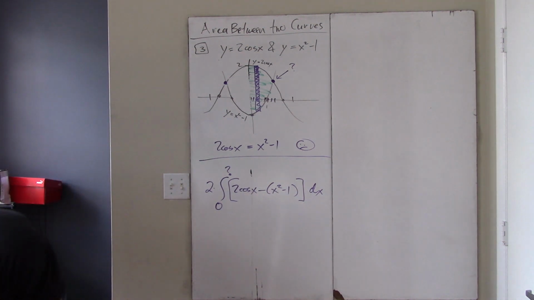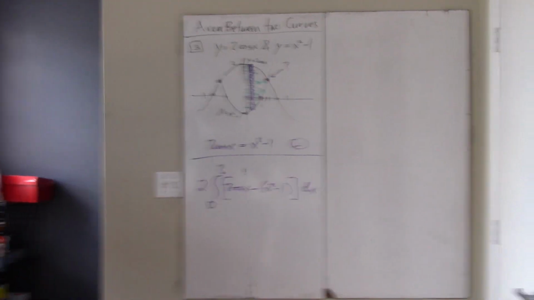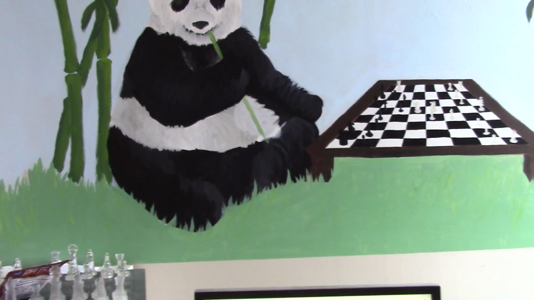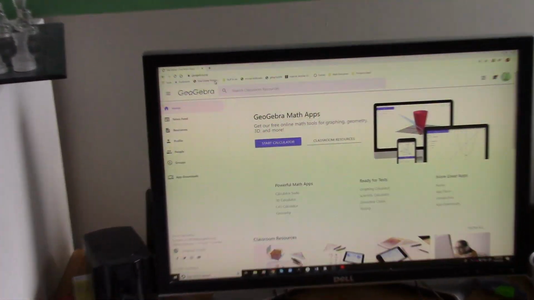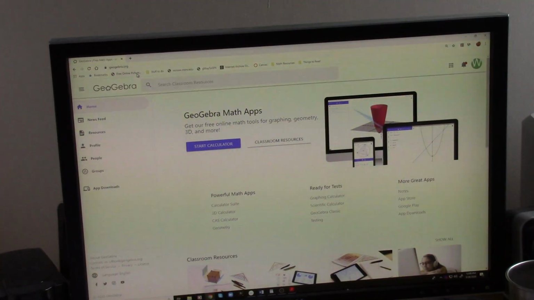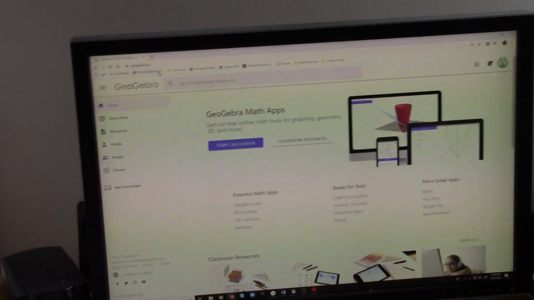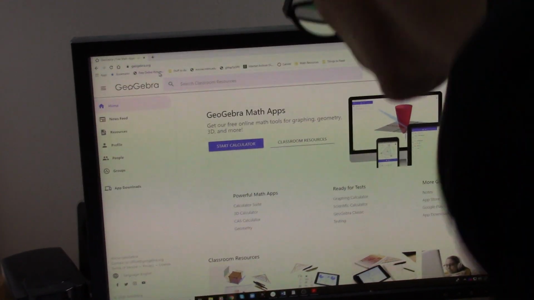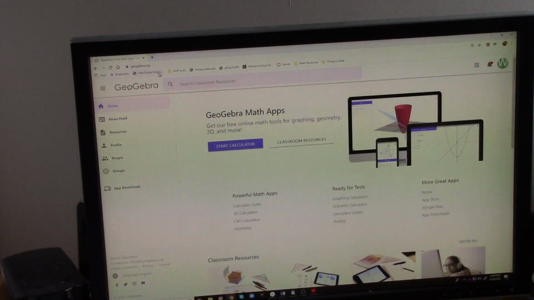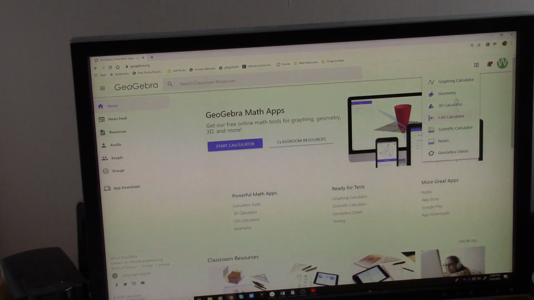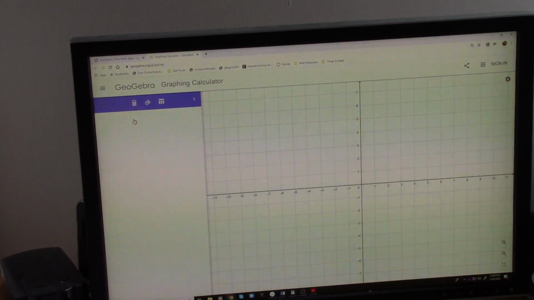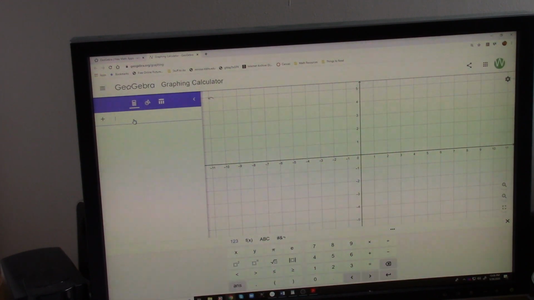Okay, so now, man, this is annoying again, but we do it. Oh yes, high tech. I promise that one day I will not be doing it this way, but today is what I'm doing. Okay, so what do we do? We go to Geogebra, geogebra.org. You go here, you click on graphing calculator, and we now just begin. What am I going to do?